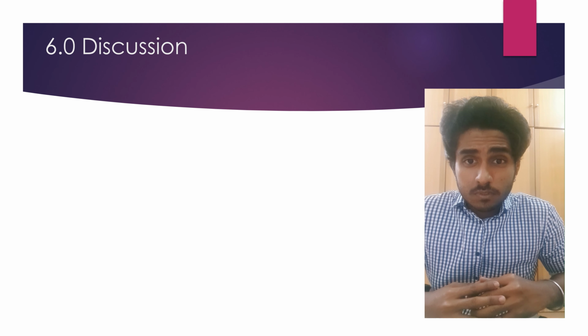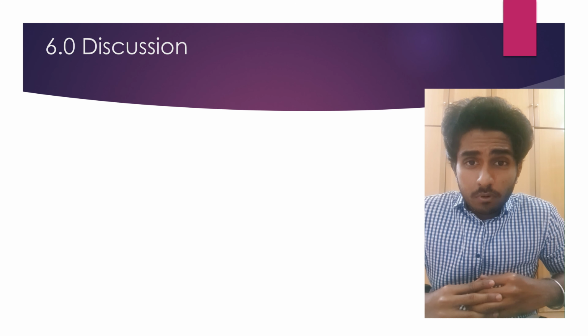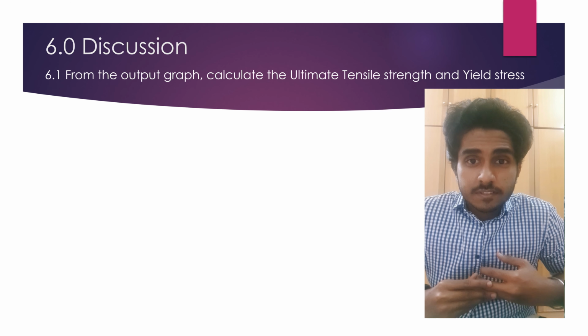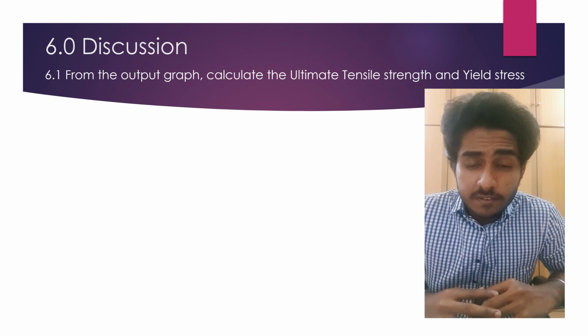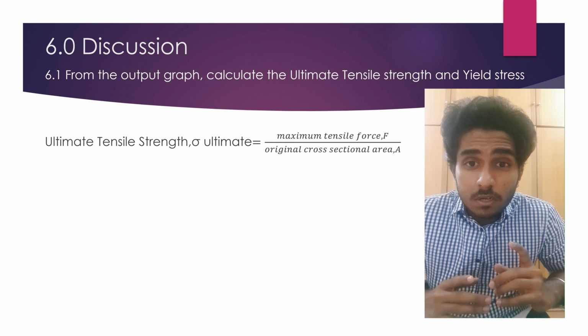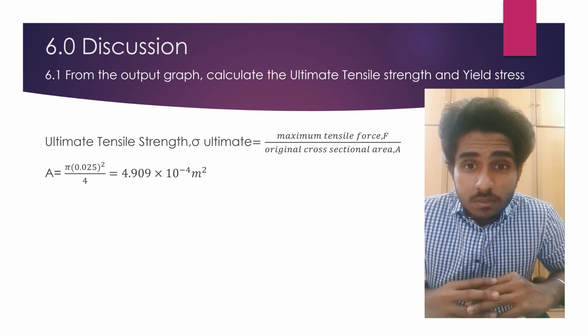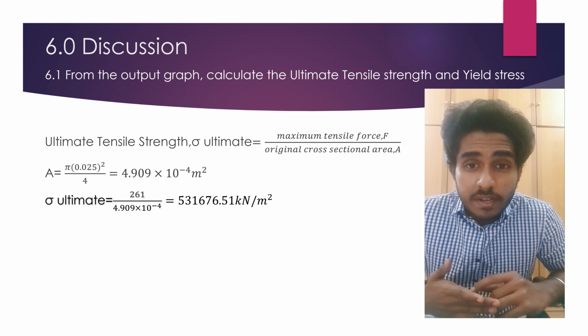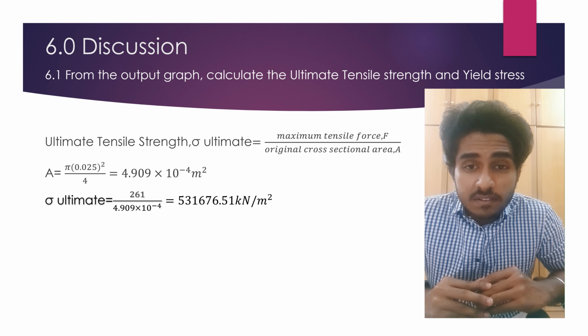The first discussion, which is 6.1, is from the output graph we have to find the ultimate tensile strength and also the yield stress. So now to find the ultimate tensile strength we have to divide the maximum tensile force with the original cross sectional area. We already know that the original cross sectional area is 4.909 times 10 power negative 4 meter square. So we have to take 261 kilonewton divided by 4.909 times 10 power negative 4 and we will get a value of 531,676.51 kilonewton per meter square.